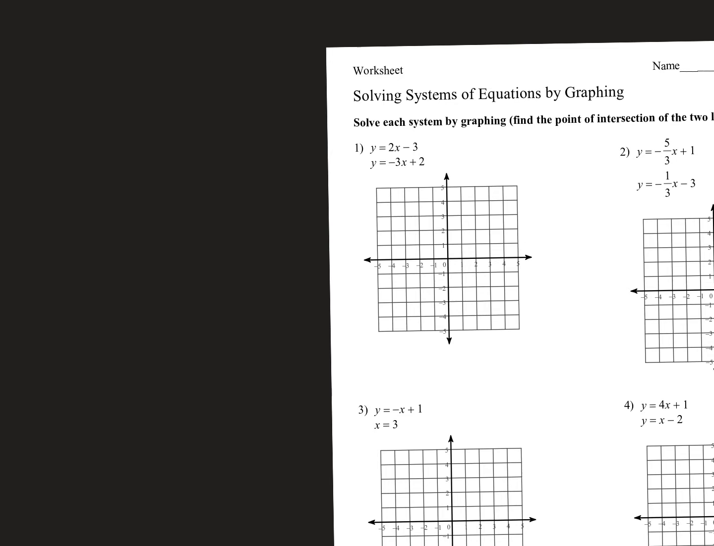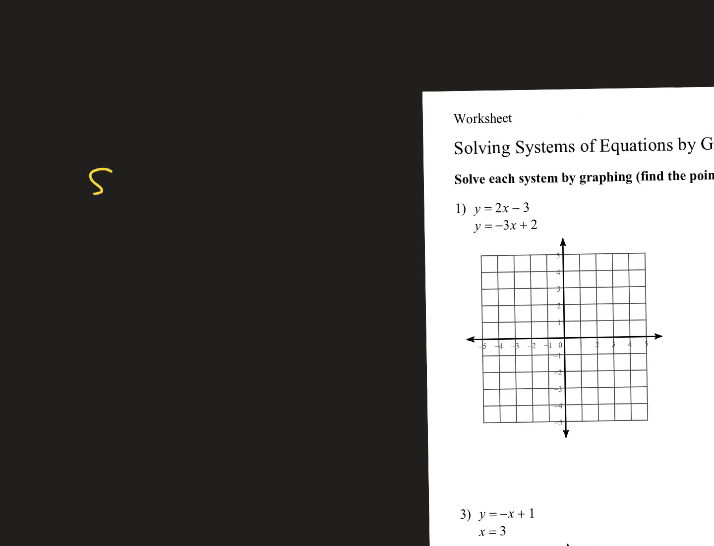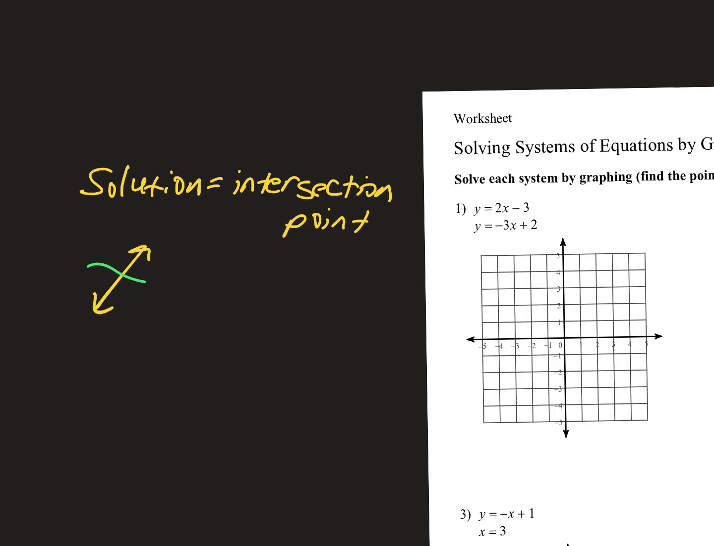Write this, I am recording. A solution is the intersection point. What does that mean? What does it mean if there's an intersection of two lines? It's where they meet, it's where they cross. So you'll have problems that when you graph, look like this, and where they meet is their solution. And you write that solution as an ordered pair.